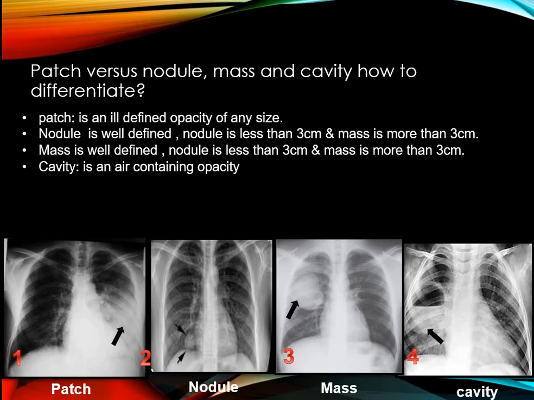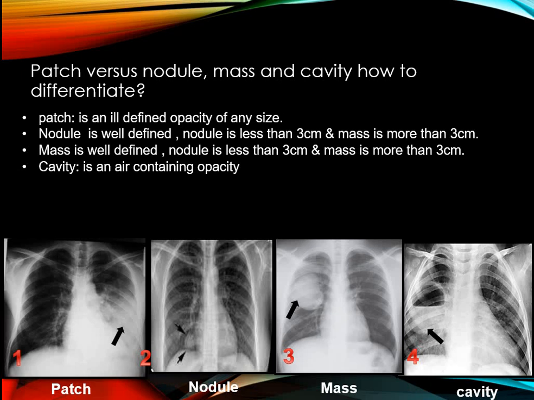The patch is an ill-defined opacity of any size, while the nodule and mass are both well-defined opacities. The difference is only in the size. If the size of the opacity is less than 3 cm, this is a nodule and it's mostly benign. If the size is more than 3 cm, this is malignant.